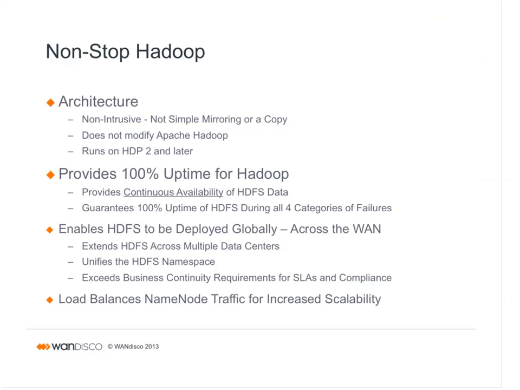So to reiterate, Non-Stop Hadoop, the architecture is non-intrusive. It's not simple mirroring or a copy. You will notice that all mirroring solutions require you to have an idle data center full of machines that's basically wasting electricity. We don't do that. Both data centers are always active. You can ingest data in any data center. You can run jobs against that data in any data center. Should the whole data center go down or the WAN link go down, you're still fully functional. That's the level of business continuity that we offer.